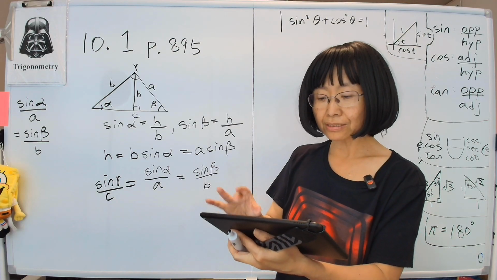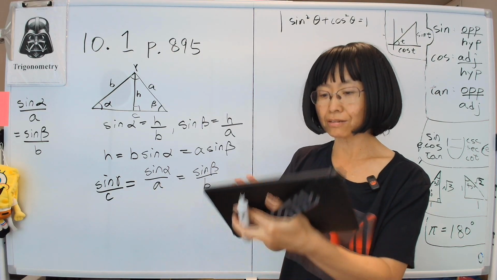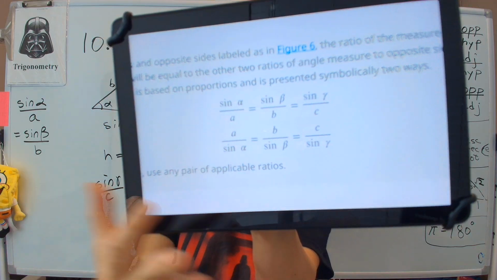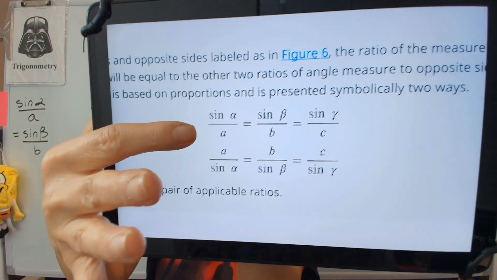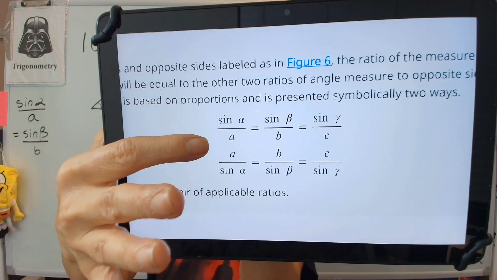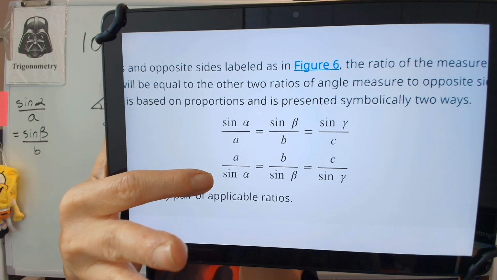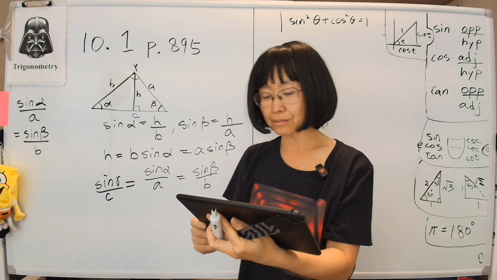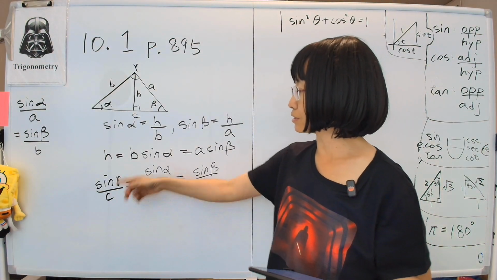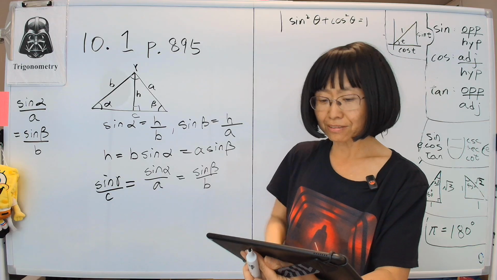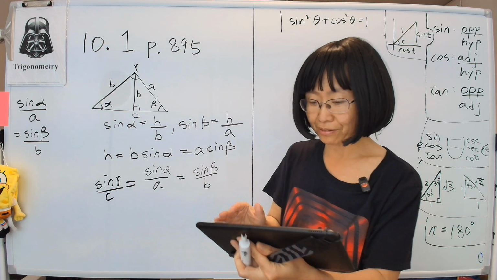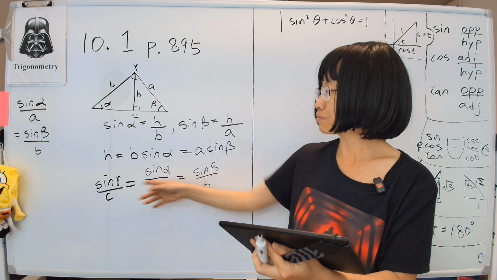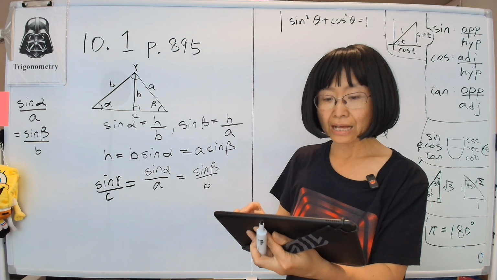Let's look at the bottom of the page where this law is being repeated as we have written on the board. Sine alpha over a equals sine beta over b, which equals sine gamma over c. We can also flip it around. The equality works too. Either way is fine. But most of the time we do it this way. I don't think we ever flip it around, to be honest. But it is possible, nothing wrong with doing that. But this is probably the most common way of using the law of sine.